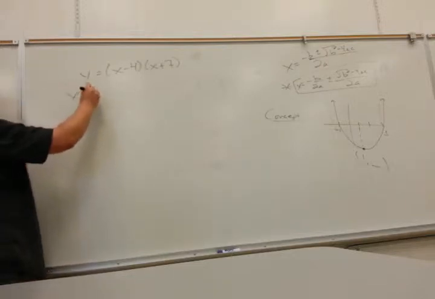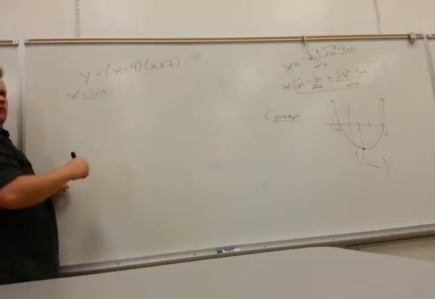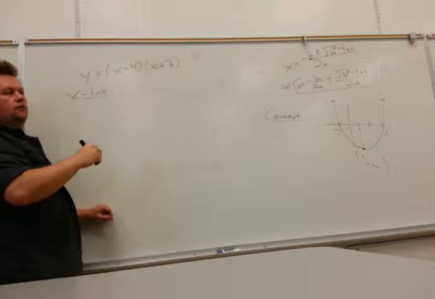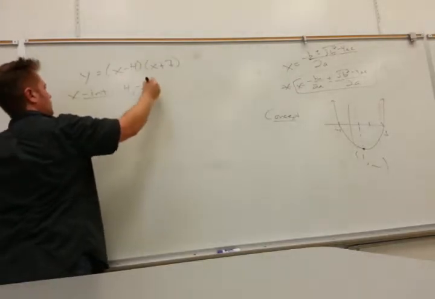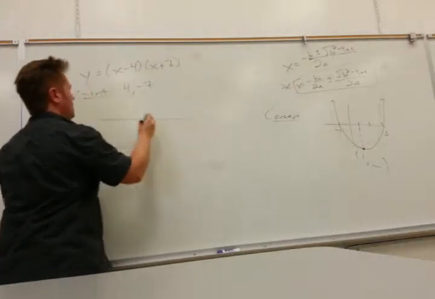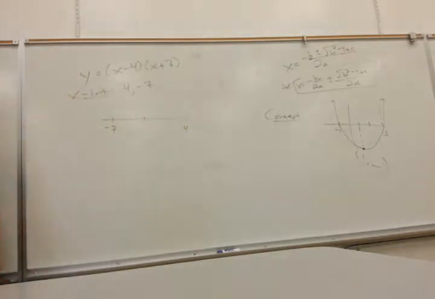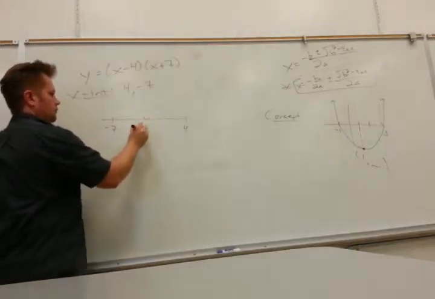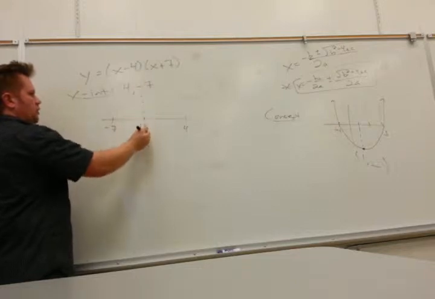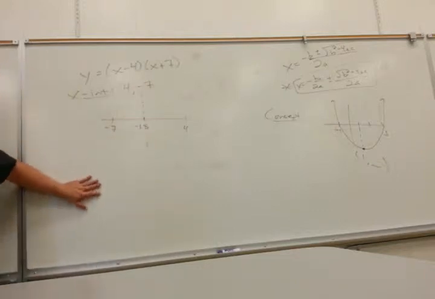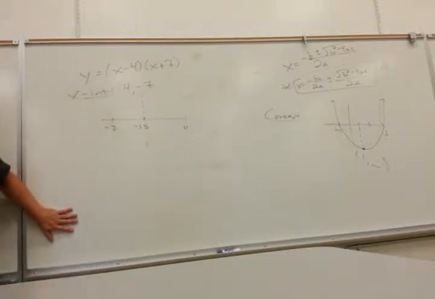What are the x-intercepts of this guy here? 4, -7. So what's right in the middle of those? 11 halves. -1.5. Cool. So the vertex must be somewhere on this line, going through negative 1.5.